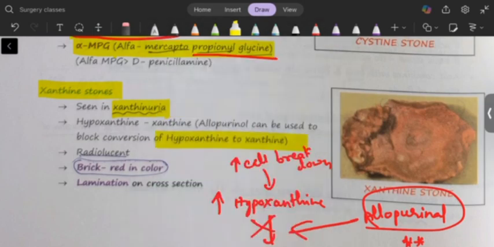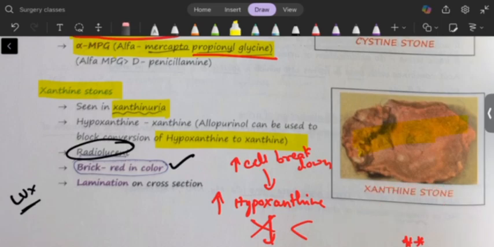and hence for the treatment. Just like I said, these stones are radiolucent and they are usually brick red in color, like it has been shown in this diagram, brick red in color, and lamination on cross section can be seen.